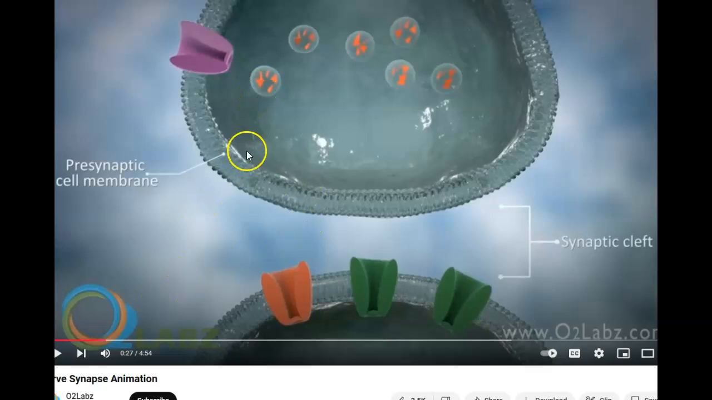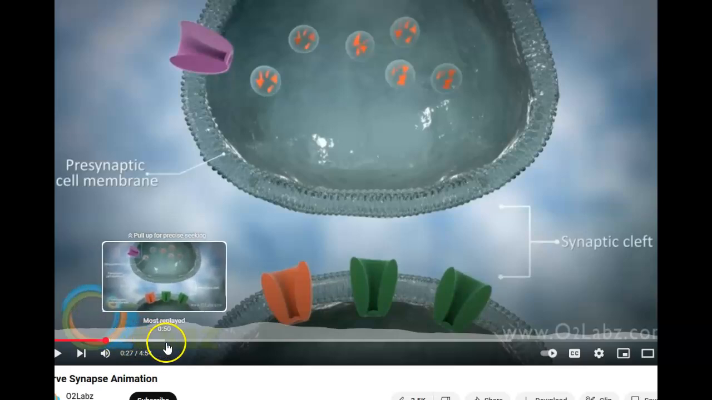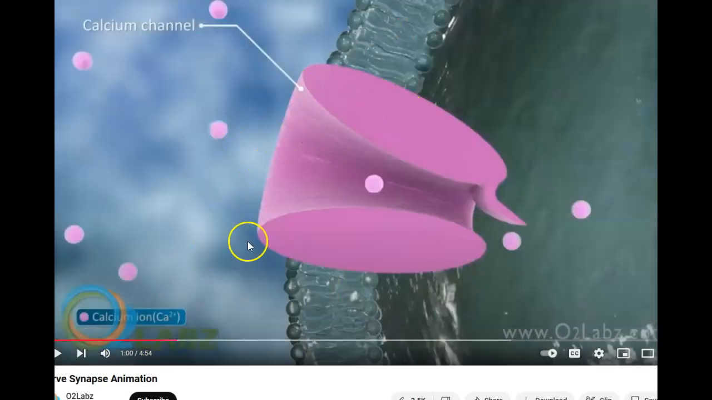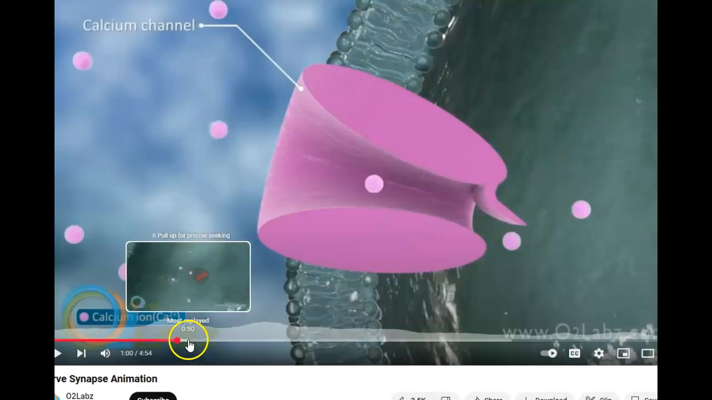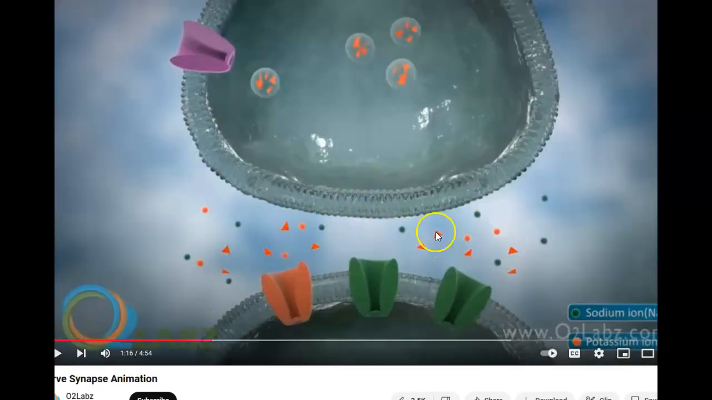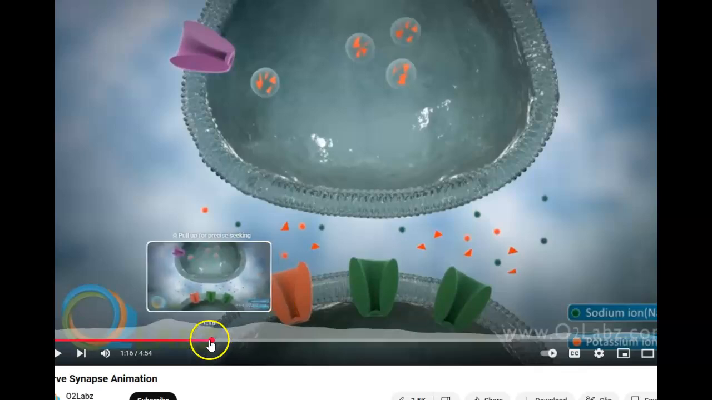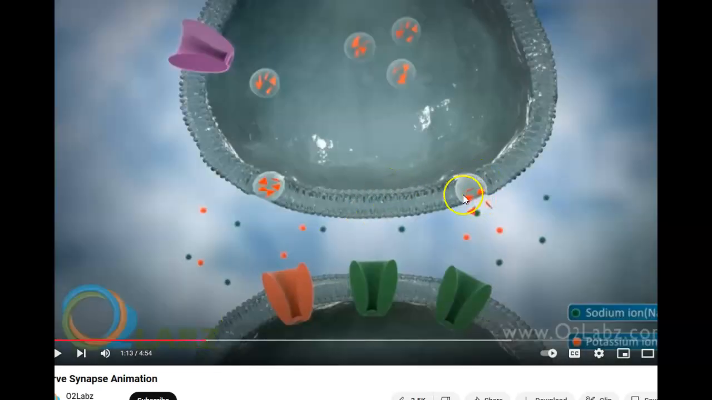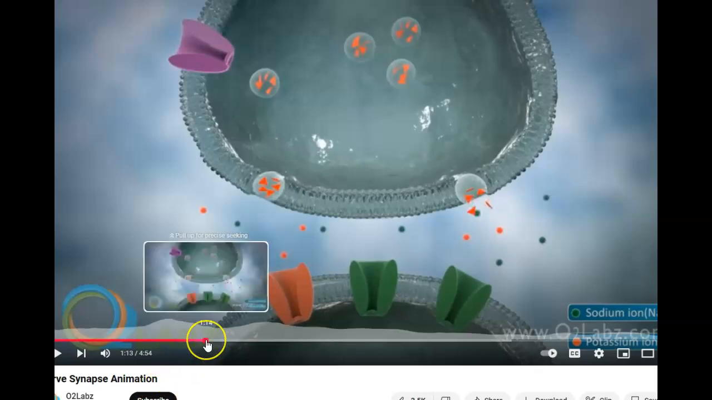So, synaptic vesicles and neurotransmitters. If we go through it again and look at the steps, the first thing that happens is calcium comes into these channels, triggered by the action potential coming down the neuron. Then the calcium will cause the synaptic vesicles to move to the synaptic cleft and release the little orange triangles. Here you can see the exocytosis releasing the orange triangles. And the orange triangles are the neurotransmitter.